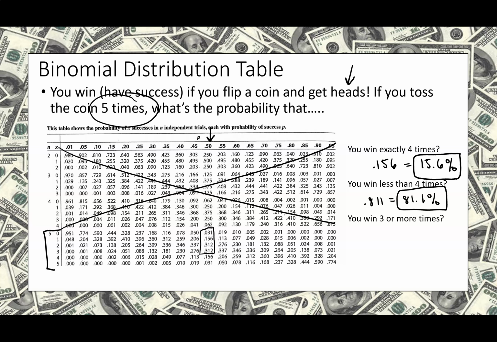All right, and then what's the probability you win 3 or more times? And when it says 3 or more, it basically says you need to count 3. So 3 or more would be adding up those percents or those decimals there, and you get 0.499, which is 49.9%. That was certainly a lot easier than listing out all the possibilities that you could have and whether or not they worked.